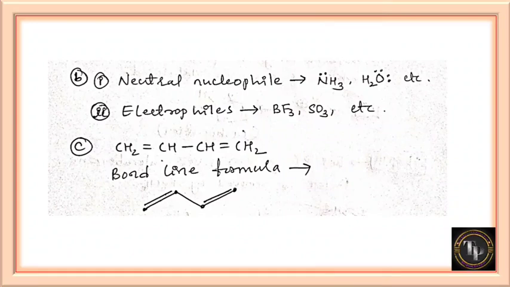They are asking for the bond line formula. You know, carbons are shown by dotted line in the bond line formula. You are not supposed to write hydrogen and carbon. Only the dotted lines and lines are shown. So the bond line formula for the above diagram is this one.